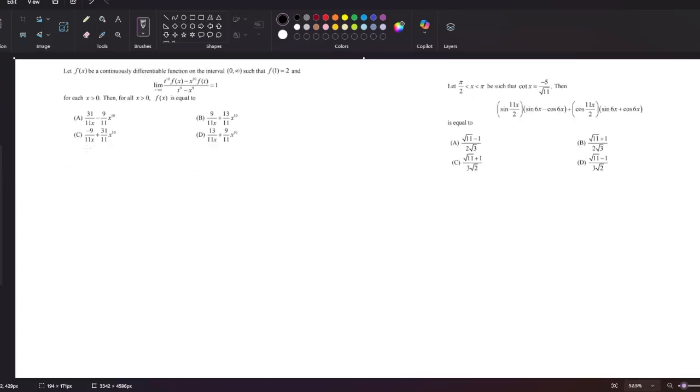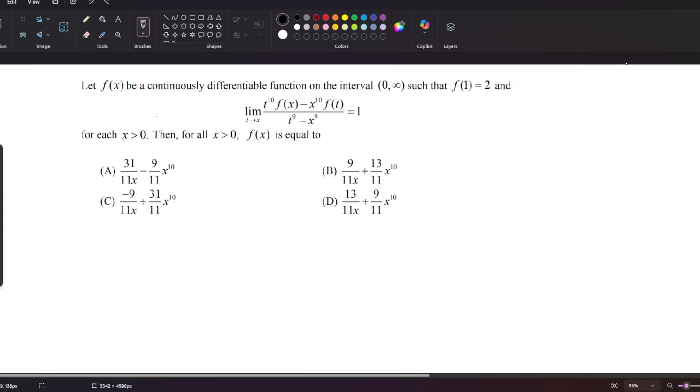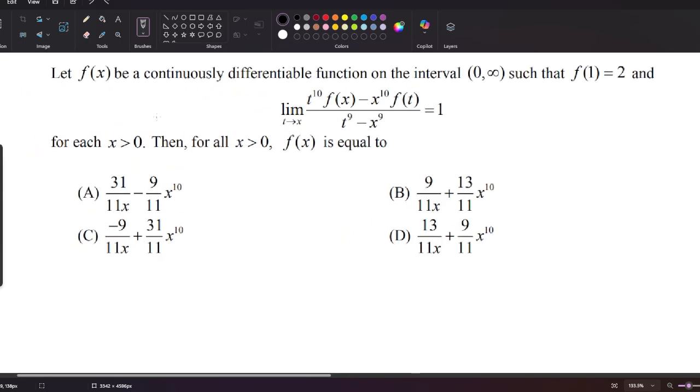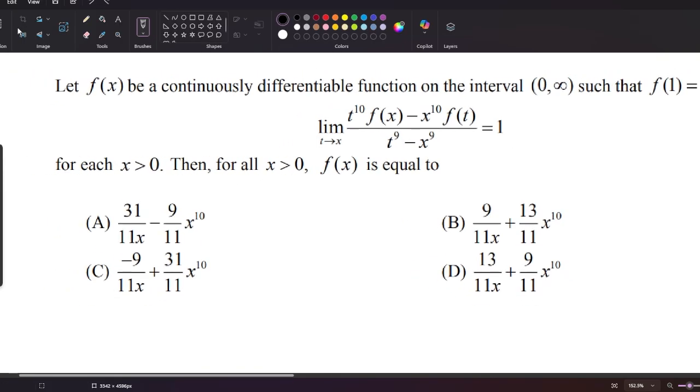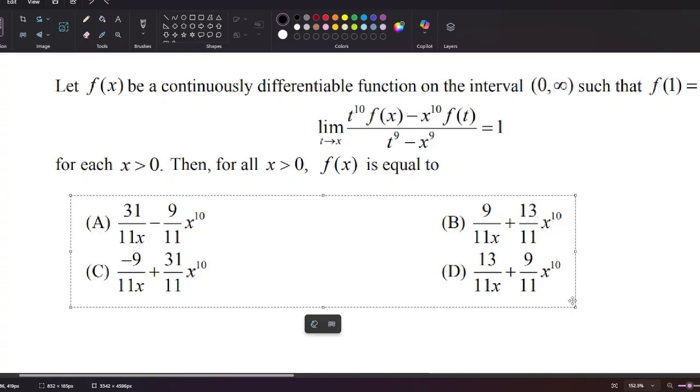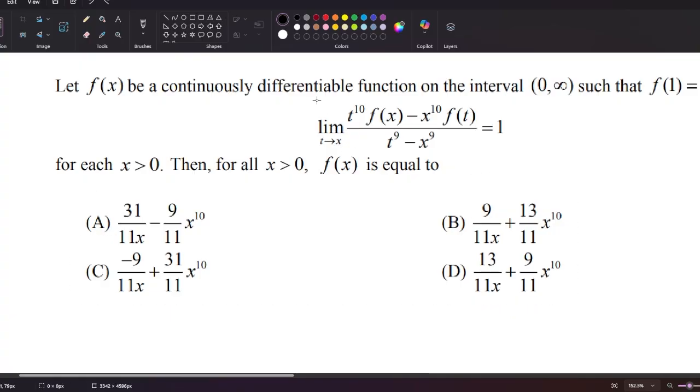Hello, we have two problems from JEE 2024. So let's begin with the first one. We have a continuously differentiable function on the interval from 0 to positive infinity with an initial condition, and this limit is equal to 1, and we have to find the function. Now we have options, so it's easy to just plug in and check, but that's boring, so let's solve it appropriately.